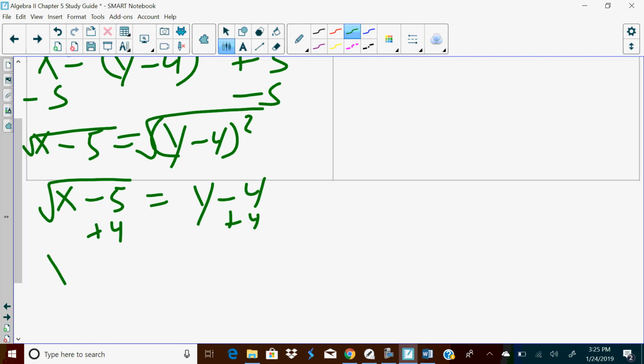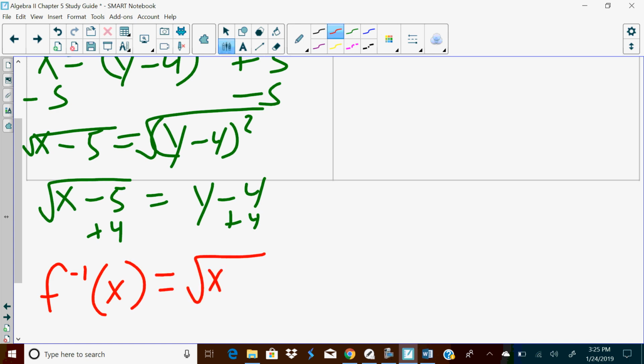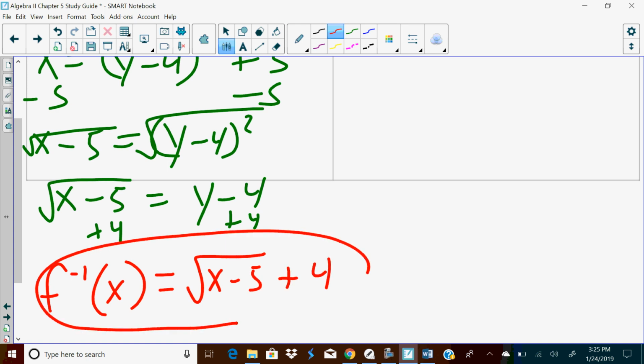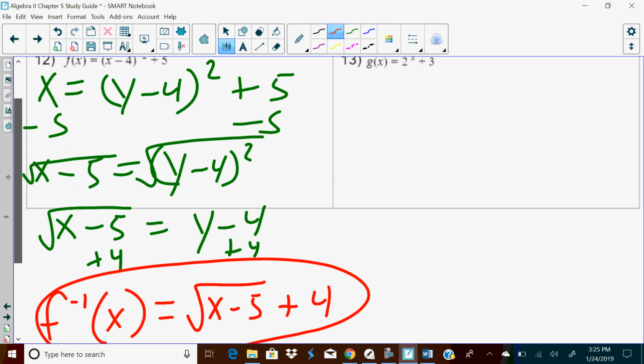So it's going to be, our final answer, we want to write it out as f inverse of x equals the square root of x minus 5 and then plus 4. So I want to make sure that plus 4 is on the outside.